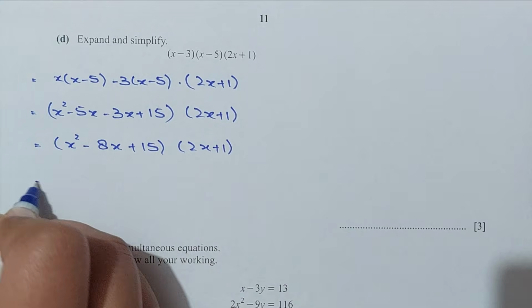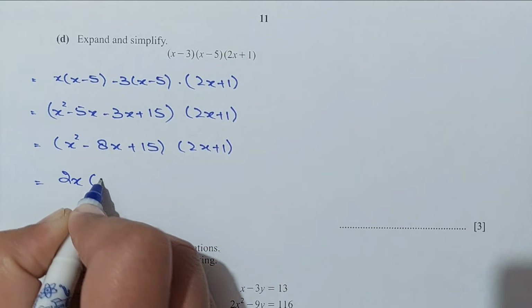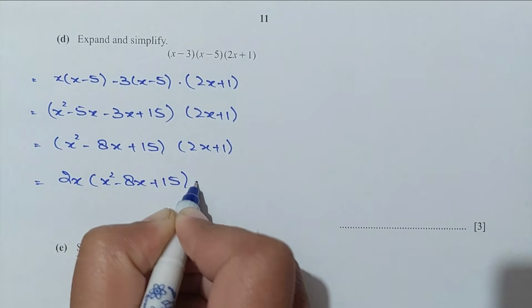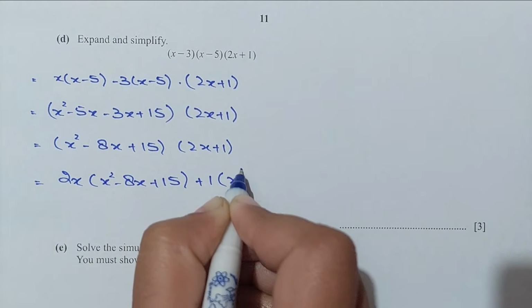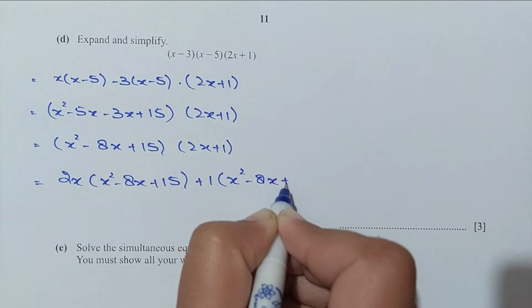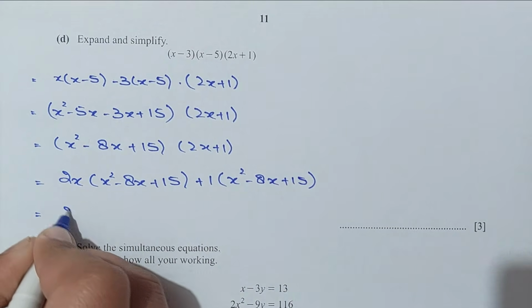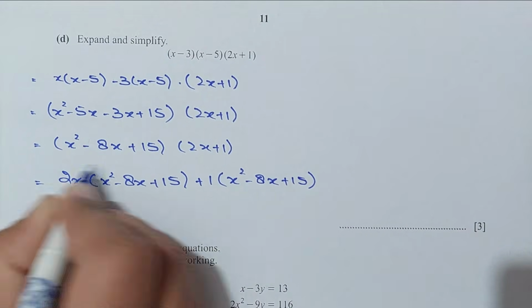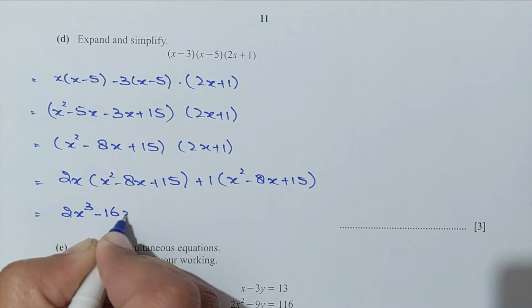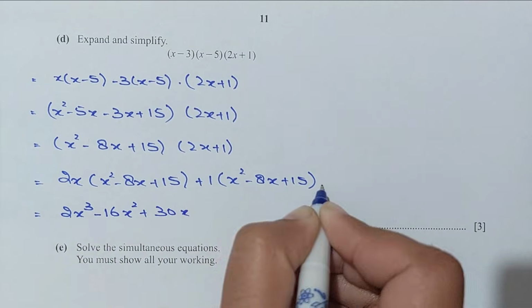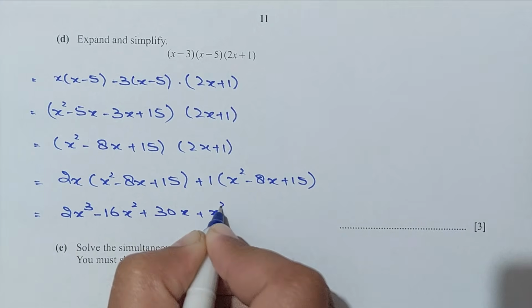Now distribute 2x. 2x with the bracket x squared minus 8x plus 15 and distribute 1 with the bracket x squared minus 8x plus 15. So this would be 2x cubed, 2 times 8 is 16x squared, 2 times 15 would be 30x. Times by 1, all the terms stay the same.